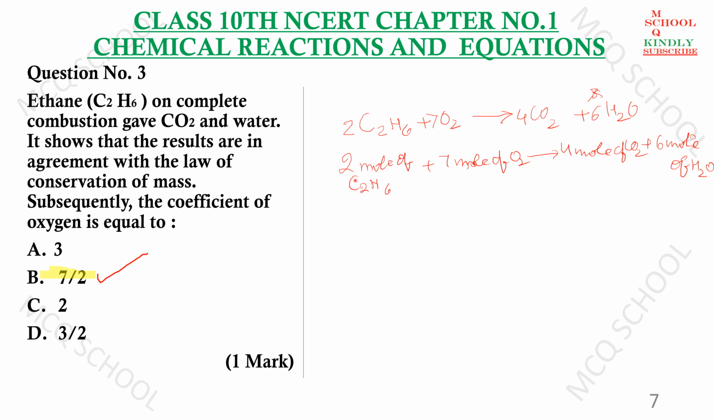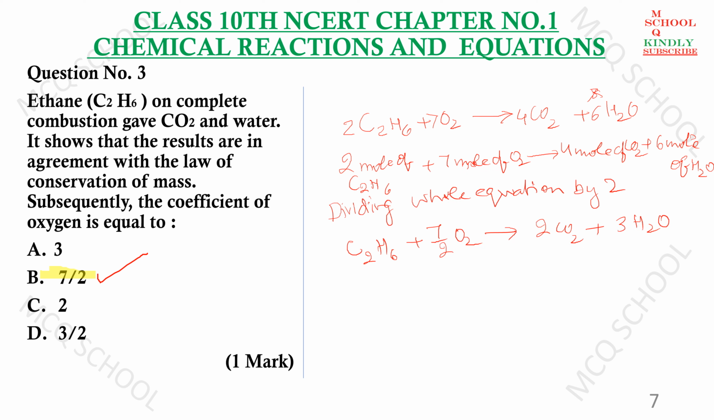So we have to divide the whole equation by 2 so that we get 1 mole of ethane and, respectively, whatever O2 comes as moles. On dividing the whole equation by 2, we get C2H6, 7 by 2 O2, and respectively CO2 and H2O. So hence the answer is 7 by 2.